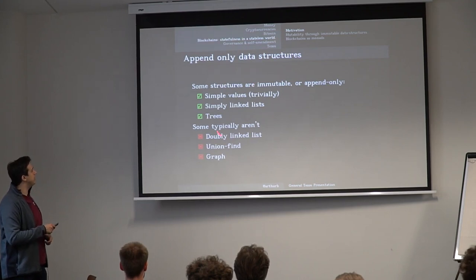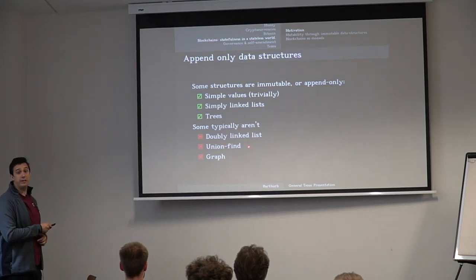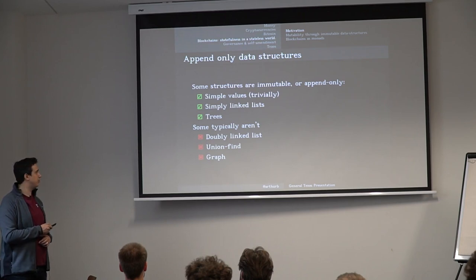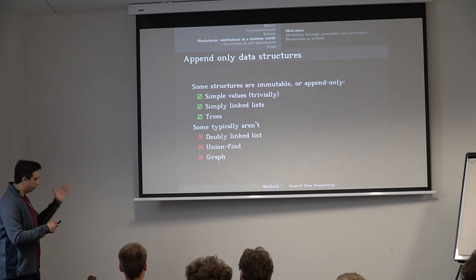Some structures are typically not append-only, like doubly linked lists, for example. Union find is one example that shows that there's some stuff that can be done in imperative programming that has a log n penalty in functional programming. It's the union find structure, or graphs.